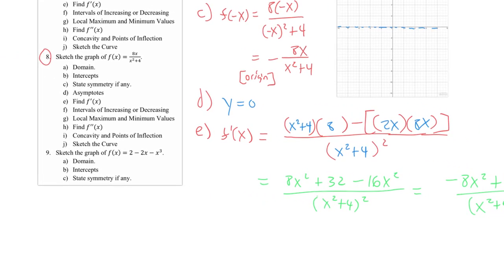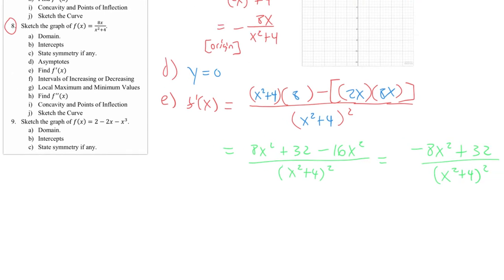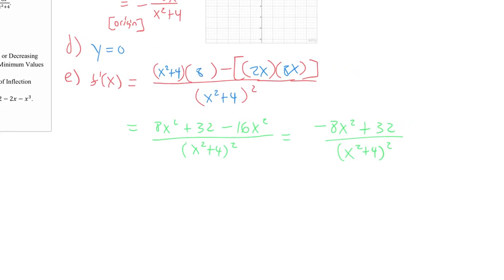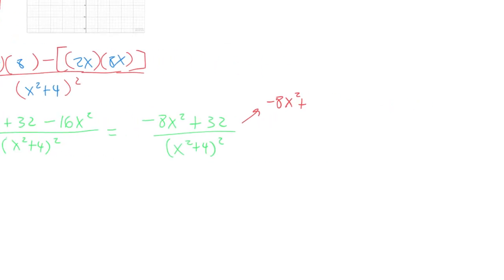Then they ask us to find the intervals of increasing or decreasing. So that's going to be a matter of finding the critical values associated with these, the numerator and the denominator. So it's going to be negative 8x squared plus 32 equals 0. We're also going to consider this one where (x squared plus 4) squared equals 0. Then this would turn out to be x squared equals 4, and that would turn out to be x equals plus or minus 2.